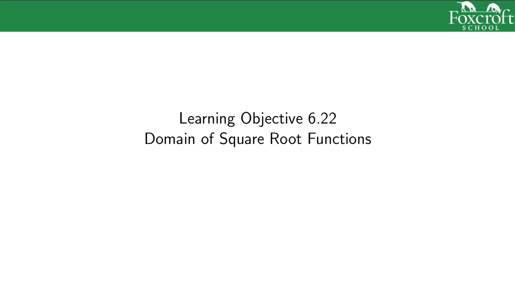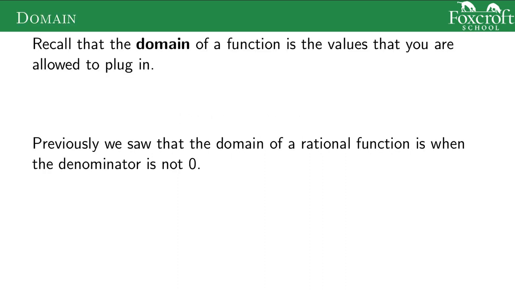All right, so this is our first bonus learning objective that has a video, so this is 6.22. We're going to talk about domain of a different type of function. So recall that domain, we learned early on in unit 6, is the values that you're allowed to plug in. It's all the x values you're allowed to plug into your function. Specifically, we saw with a rational function, we just made sure we didn't divide by 0. So we did stuff with the denominator and made sure it wasn't 0.